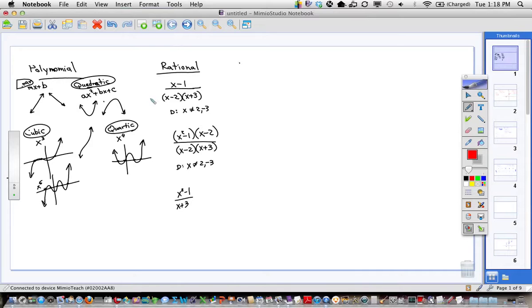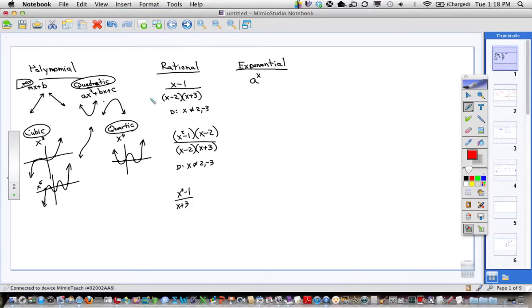Okay, the next one I want to talk about is exponential. Okay, exponential functions. Now, exponential functions are the type where you have a number in the base, and then x is up in the power.